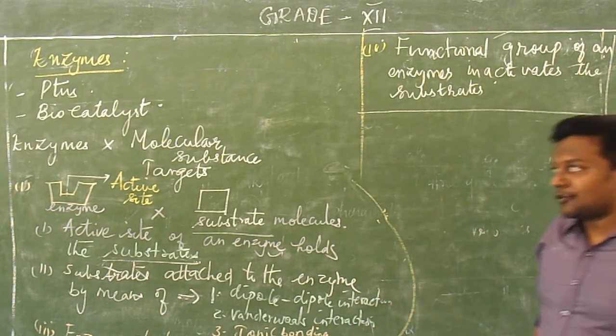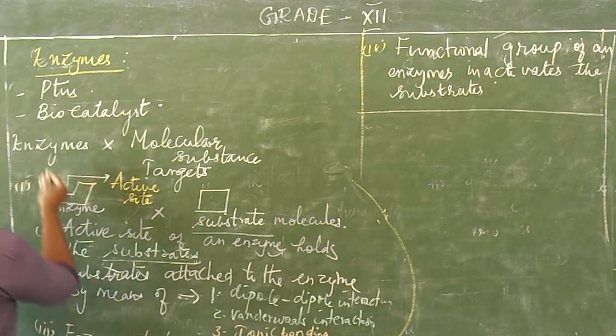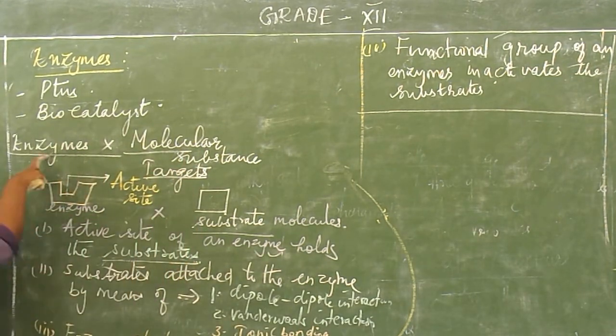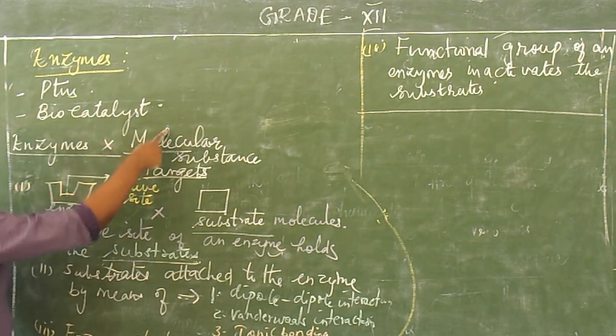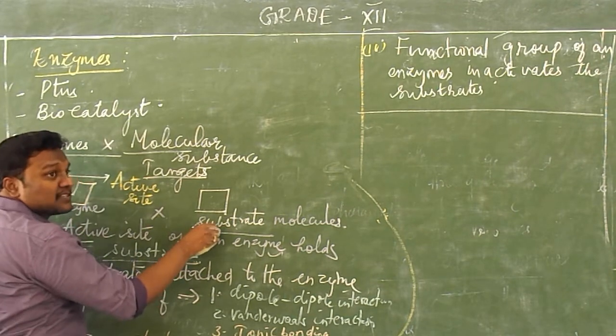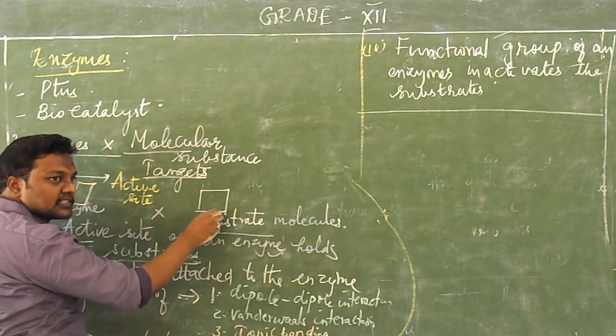So we are studying what heading? Enzyme targeting the molecular substance. How is the enzyme interacting with the molecular targets? First, the enzyme will have an active site. Then this active site will hold the substrate. Substrate molecules are the target molecules.